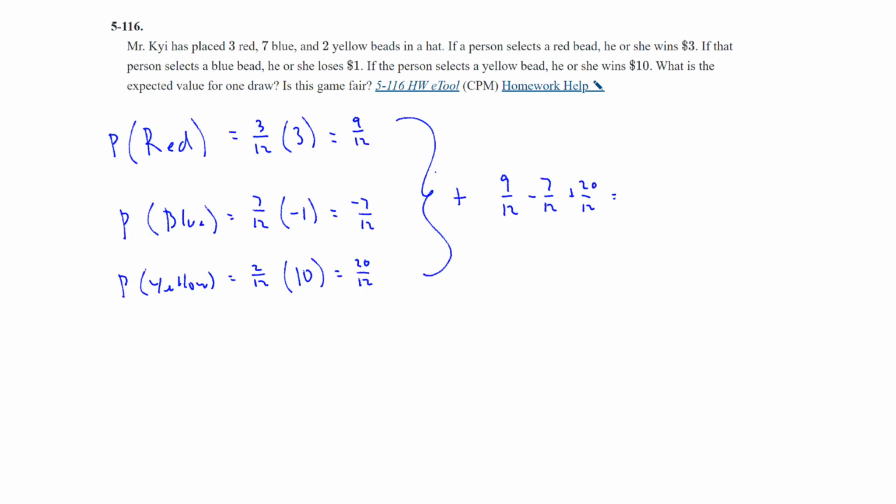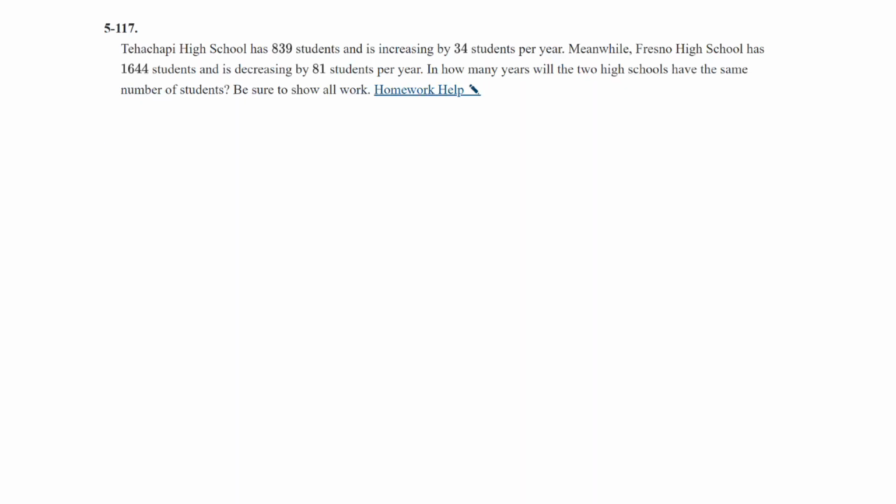I multiplied them and then added them up, and I get a total of 22 over 12, which would equal approximately $1 and about 83 cents. So if you want to win some money, this would be good, but in terms of it being a fair game, the game is not fair because the expected value is not 0. So once again, we found the expected value, that's $1.83, but the game is not a fair game.